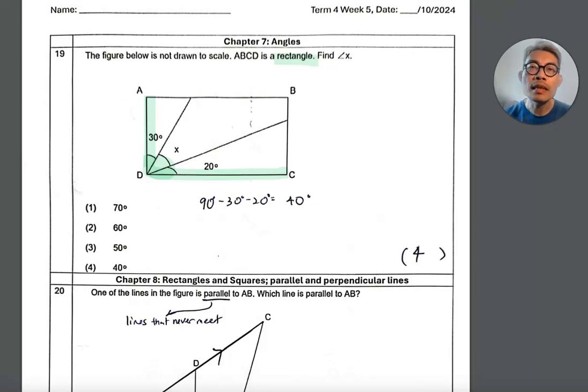Now if one of these angles is 30 and the other angle there is actually 20, therefore the angle in between is very simple. You just use 90 minus 30 minus 20, and you get the angle X, which is 40 degrees.